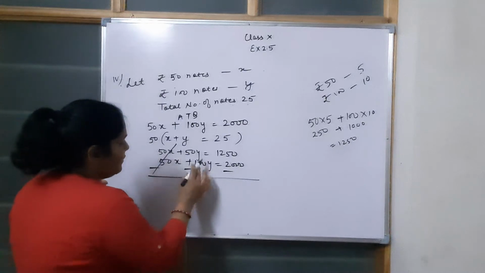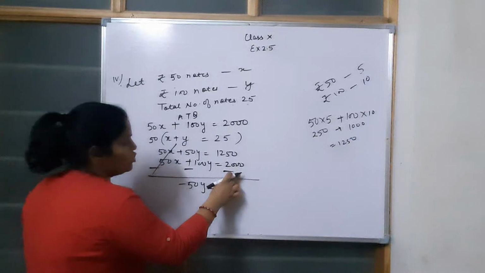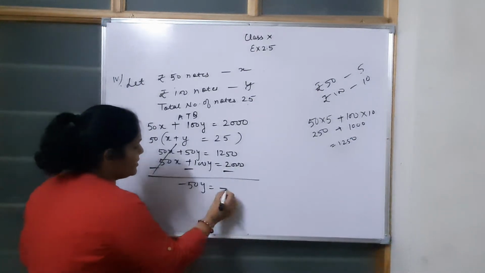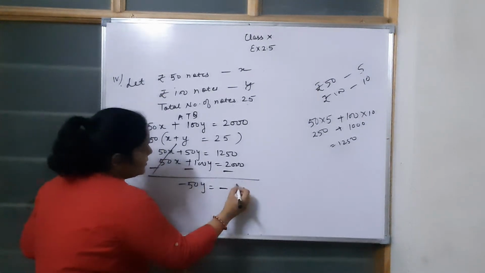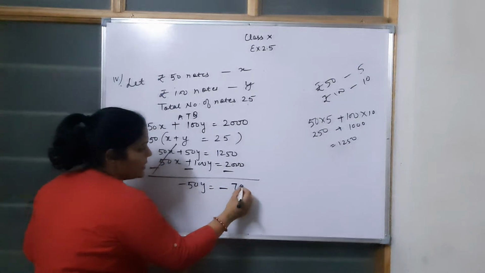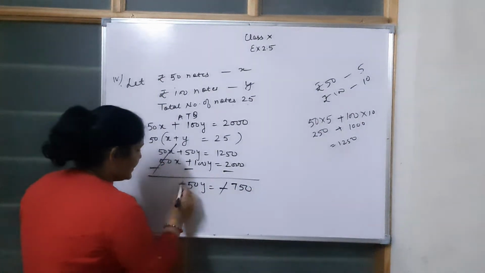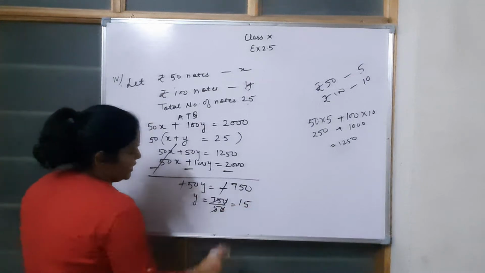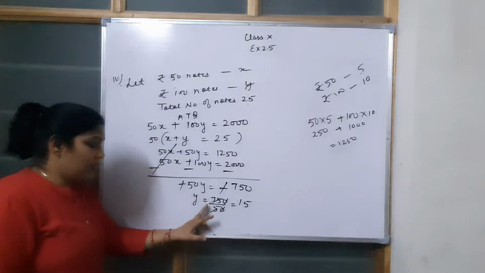50X cancels. 50Y minus 100Y is minus 50Y, and minus 2000 plus 1250 gives minus 750, taking the sign of the greater number. Minus and minus cancel, so 750 divided by 50 gives 15. Y is 15.